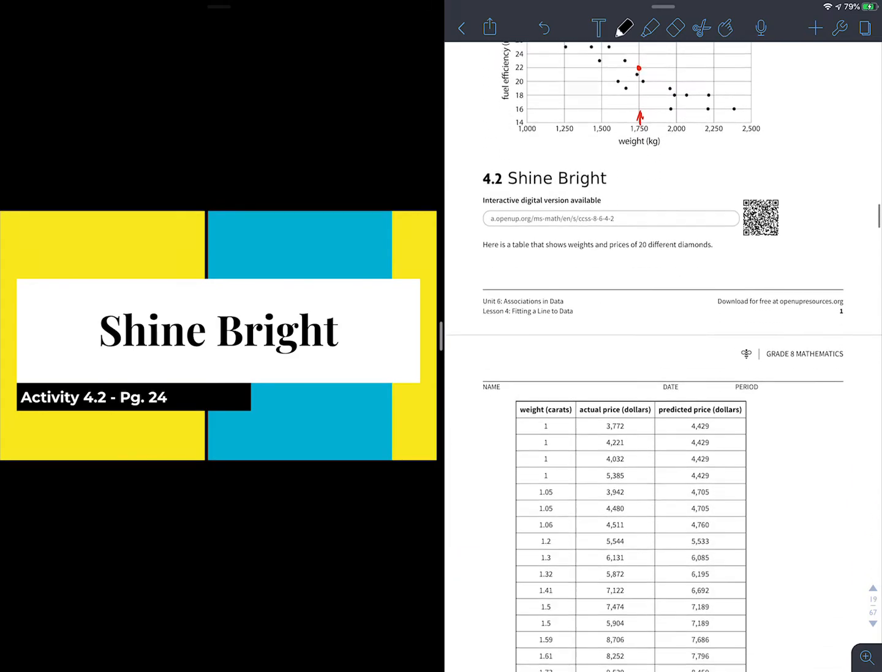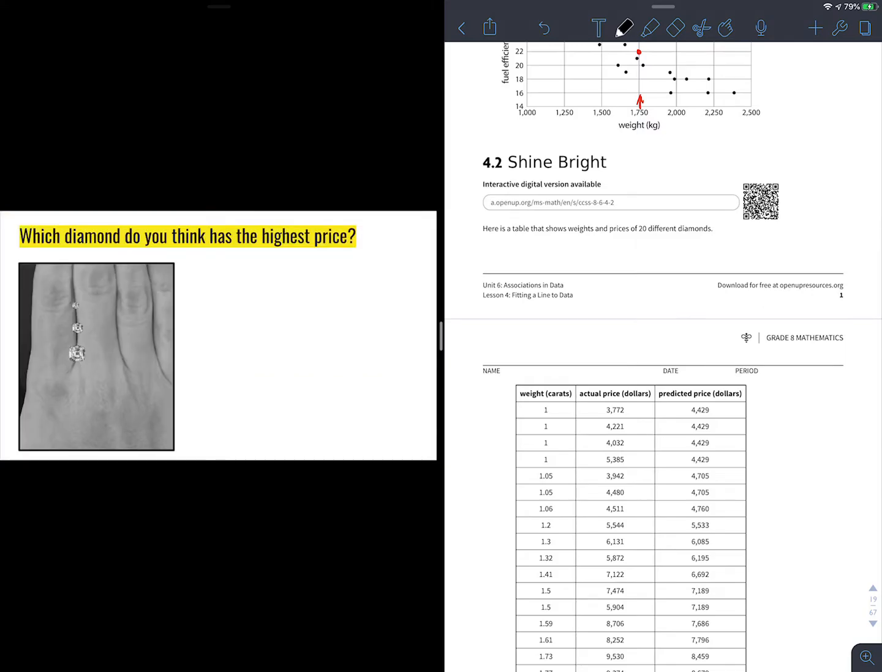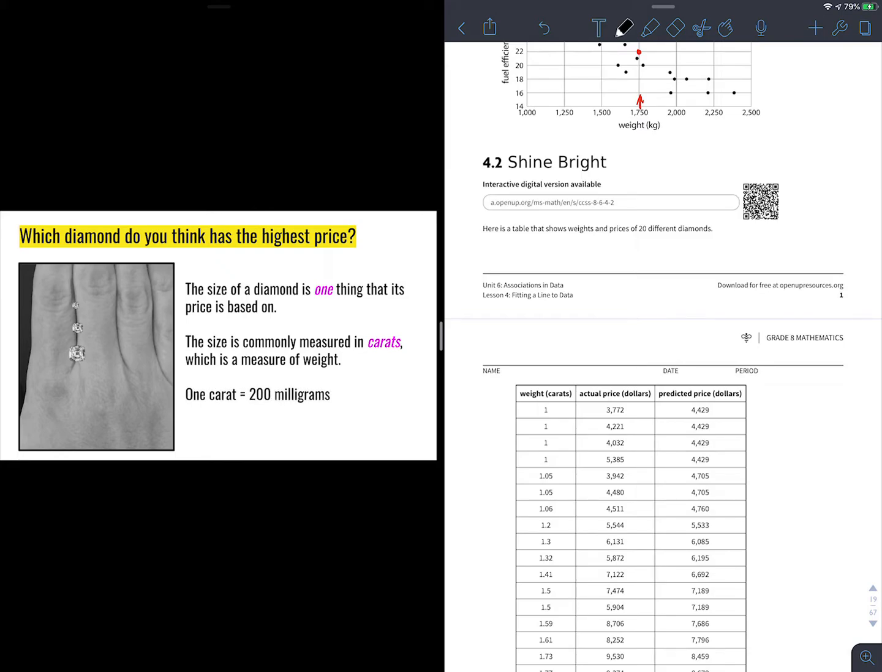Okay, so now we go to the Shine Bright activity. When you look at this picture of the diamonds, which diamond do you think has the highest price? I think most of us would probably predict that the bigger one has the highest price. But to give you some background knowledge, the size of a diamond is one thing that its price is based on. The size is commonly measured in carats, which is a measure of weight. And 1 carat is actually equal to 200 milligrams.